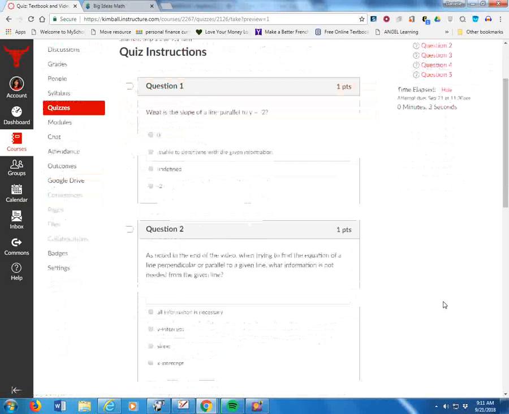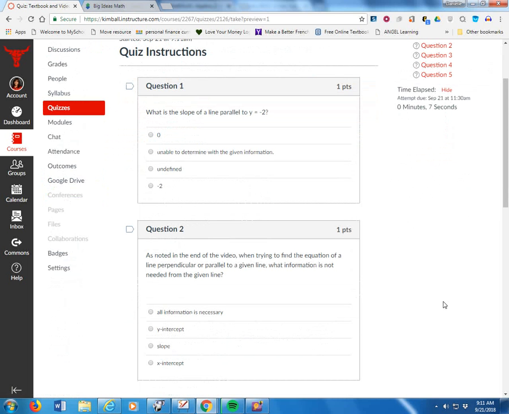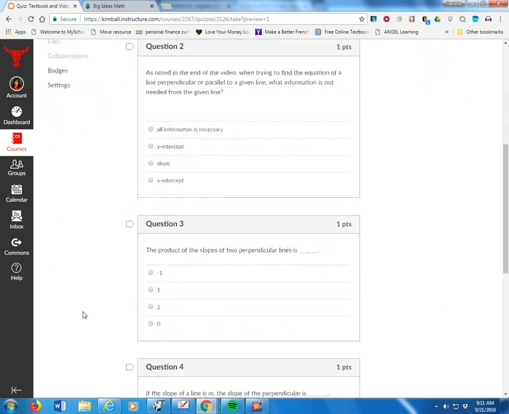First question, what's the slope of a line parallel to y equals -2? 0. Yes, because the slope of a horizontal line is 0. Any line parallel to that will also be horizontal with the same slope of 0. As noted in the end of the video, when trying to find the equation of a line perpendicular or parallel to a given line, what information is not needed? The y-intercept. The slope is needed. We could care less what the y-intercept of that first line is because it's not going to change anything with the new line. All we care about is the slope.